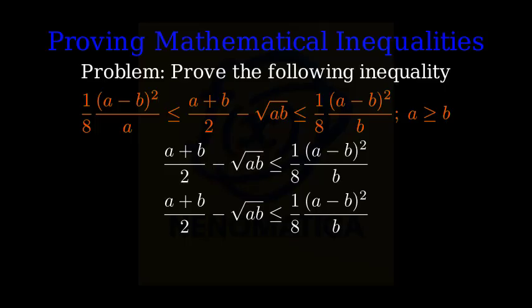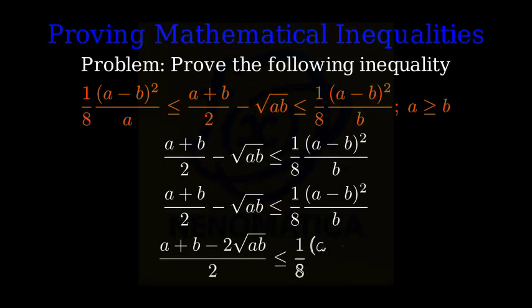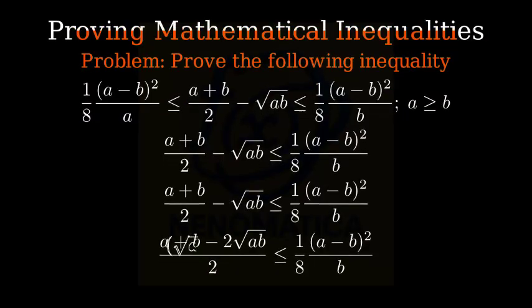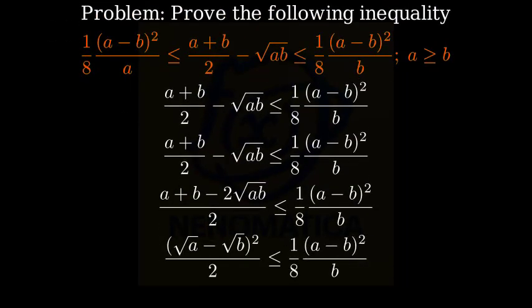Now, we'll subtract the square root of a times b from both sides. This gives us (a plus b minus 2 times the square root of a times b) over 2 is less than or equal to 1/8 times the quantity (a minus b) squared over b. Let's observe that the numerator on the left side can be rewritten as the square of the difference of square roots. This gives us the square of (square root of a minus square root of b), all divided by 2, is less than or equal to 1/8 times the quantity (a minus b) squared over b.